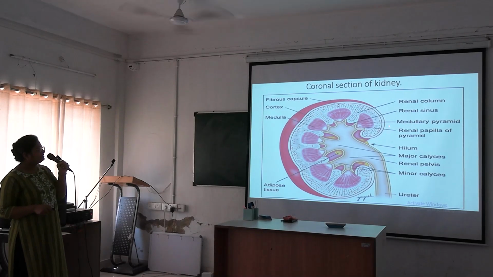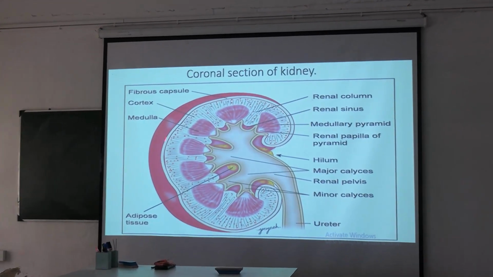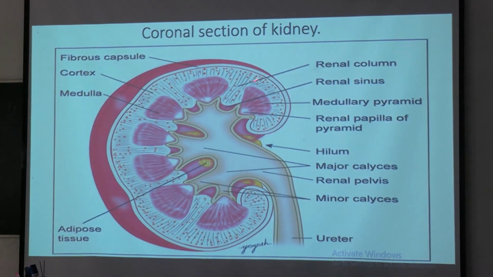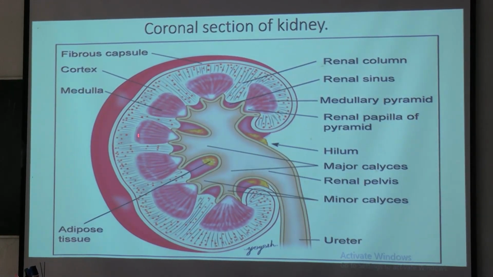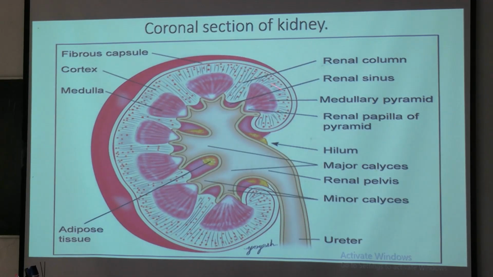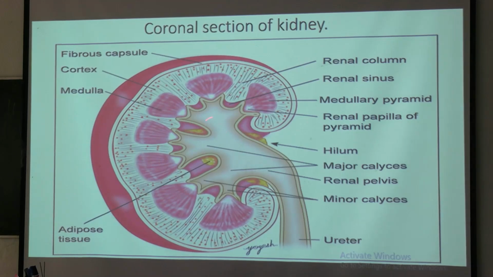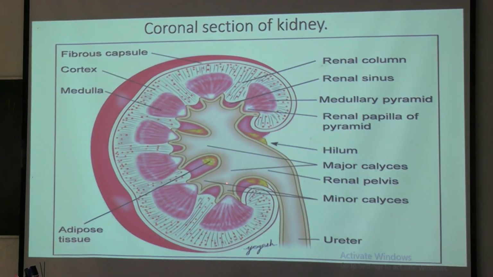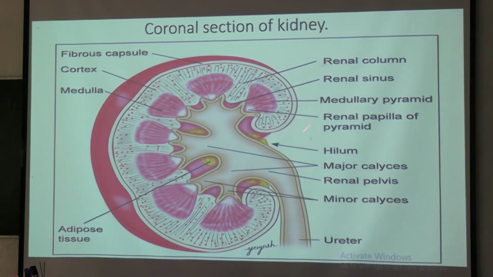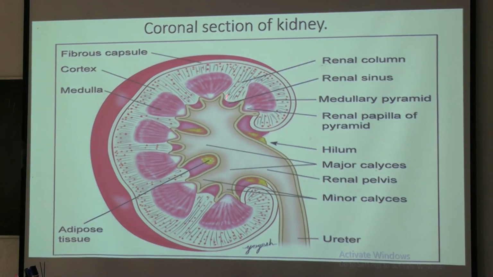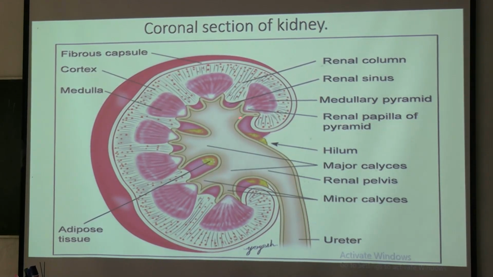So, see here, this outer covering is the capsule of the kidney. Just beneath the capsule, this part forms the cortex of the kidney, and these are the pyramids and renal columns of Bertin. All these together form the medulla of the kidney, and here is the renal pelvis. The renal pelvis consists of these three major calyces, and they are dividing into these minor calyces.